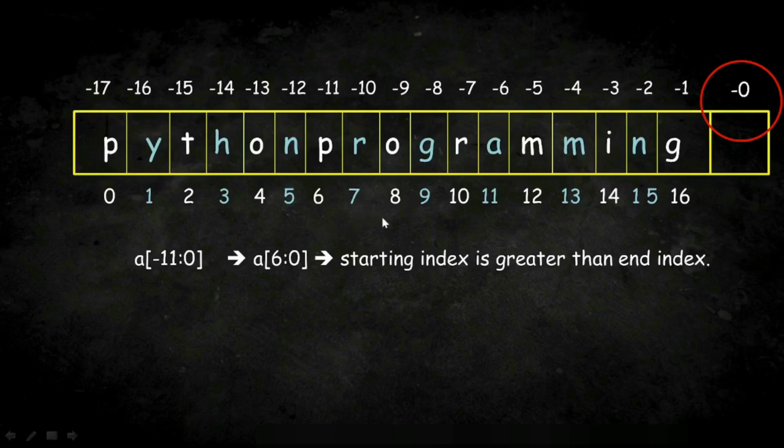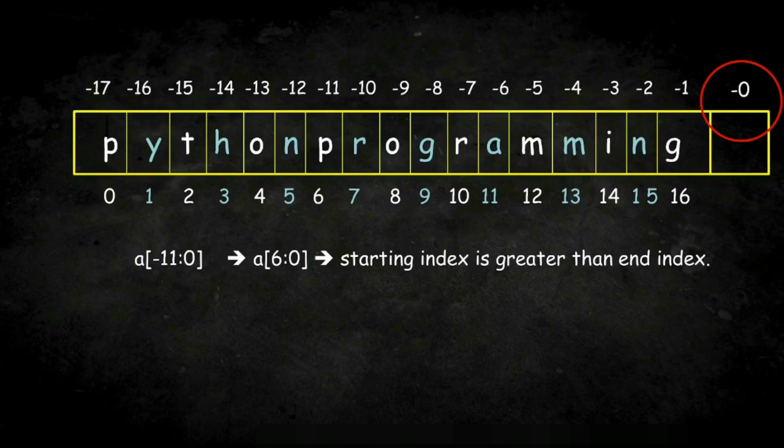Now we have started from the index value negative 11, or the index 6. But at the same time, we have mentioned 0 as the end index, which means the starting index is greater than the end index, which is not a valid declaration. Because we have seen in our flow diagram that each time the step value is added to the starting index, and at the same time it will check whether it is greater than or equal to the end index or not. If the condition is satisfied, then our slicing will get terminated.